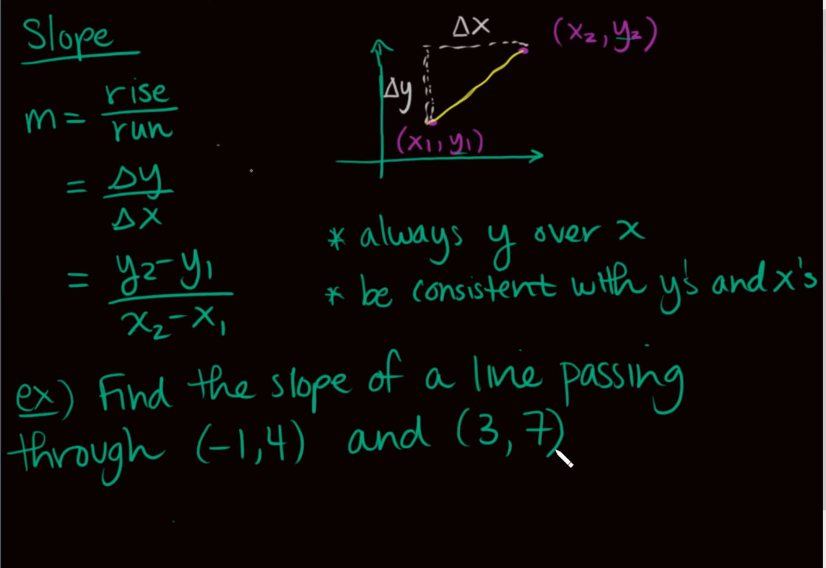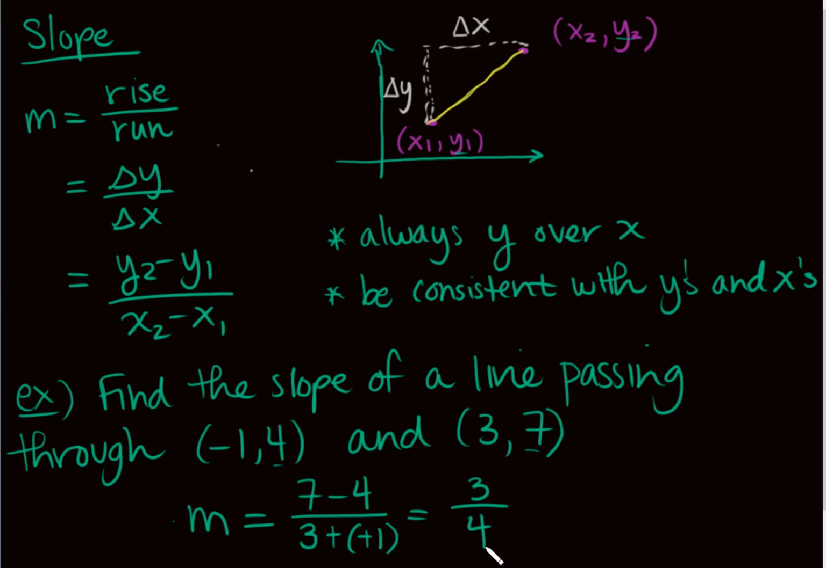Let's see what happens. Again, it doesn't matter which one you pick first. I usually, if I have a bigger number, go ahead and take the 7 first. So I'm going to do 7 minus 4. Again, change in y, so 7 and 4 all over... Now I have to be consistent. Two things I need to remember: always y over x. So I pick the y's. Be consistent. I chose 7 first, so 3 gets to go first in the bottom. 3 minus what? A -1, right? So that becomes a plus. 3 over 4, or 3/4.